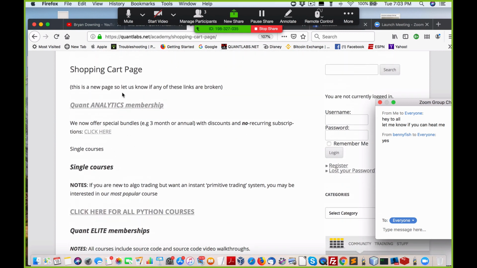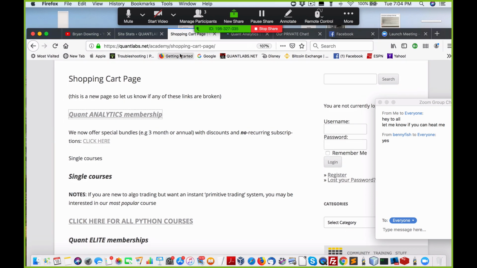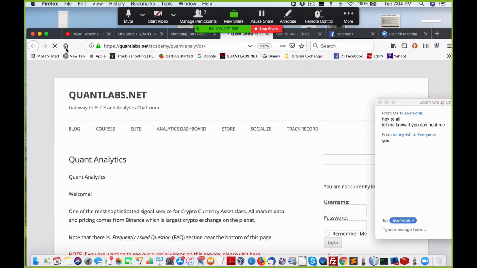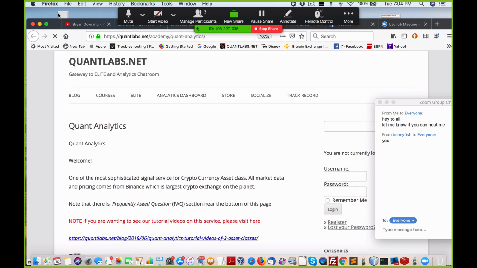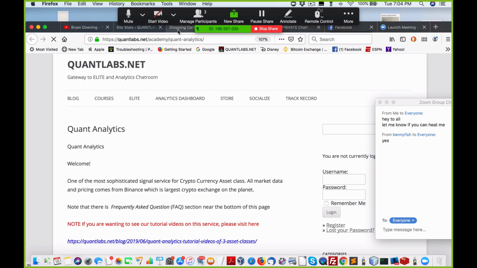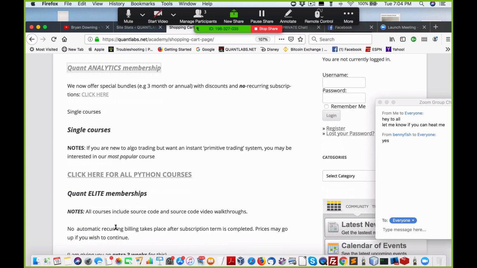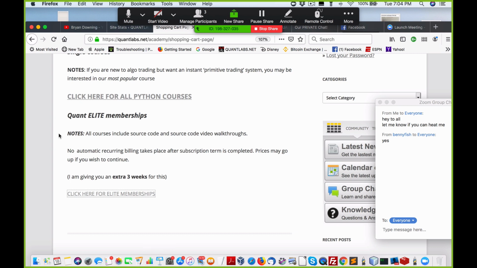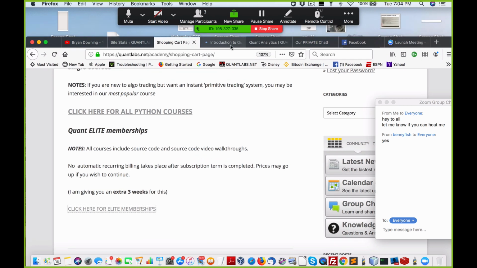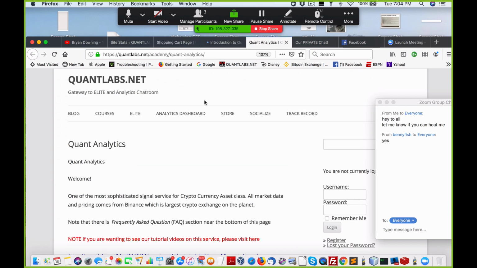So basically, this one's monthly. You can buy it for a couple of months, for an annual, or whatever you want. There is also the ELITE service, which is this one right here. And that's what we're talking about. Have you guys made yourself familiar with it? If you haven't, I'm not sure what you guys are familiar with.